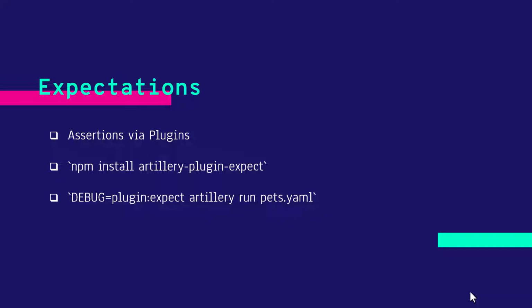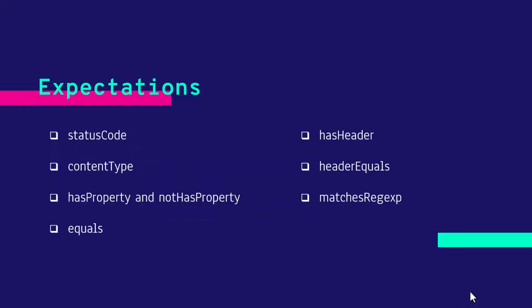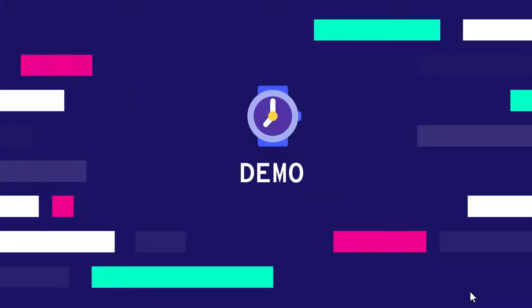To run the script with expectations, you need to pass the debug flag equals plugin colon expect so that it will display the expect results. These are the expectations supported in artillery: status code, content type, and also it has equals, regular expressions, header equals, has header. And also if you want to check the property, you can use the has property and not has property.